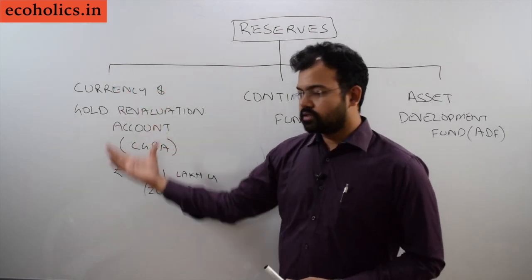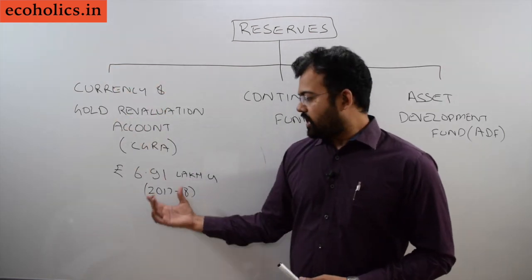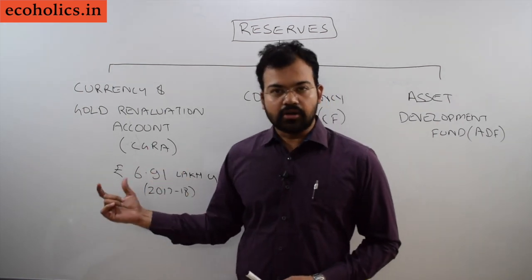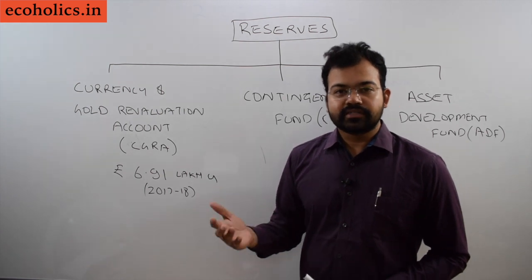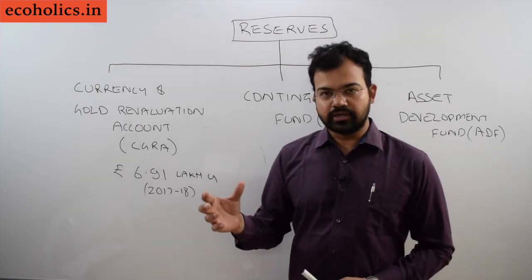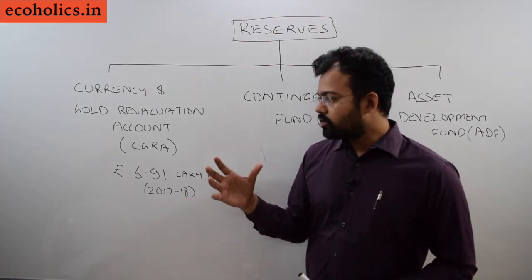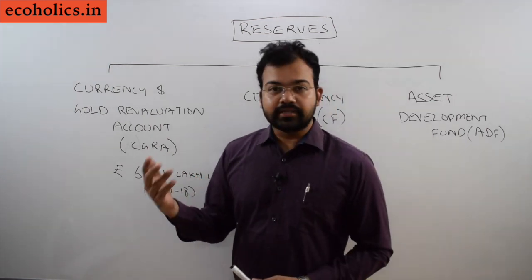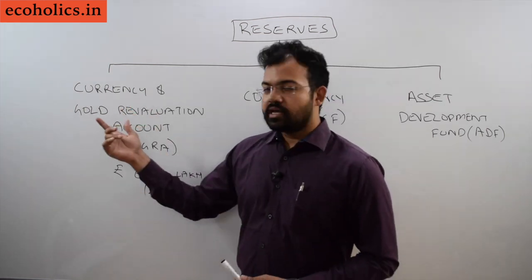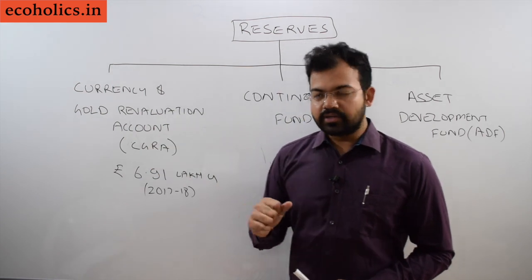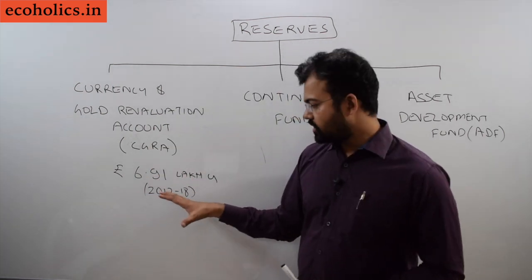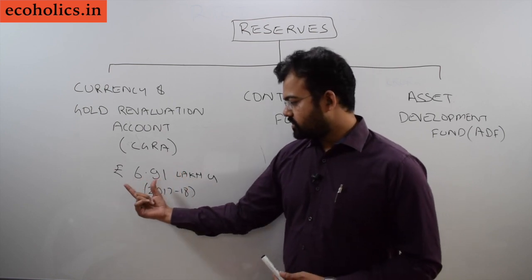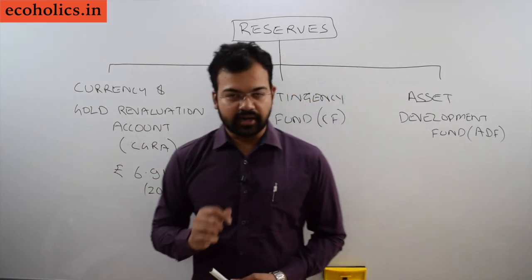Now this has been growing since 2010. The growth in this particular account has been rising since 2010 at a 25% compounded annual growth rate. So you can understand the amount of appreciation on the foreign currency as well as the gold that RBI is accumulating. Currently the figure stands at 6.91 lakh crore.